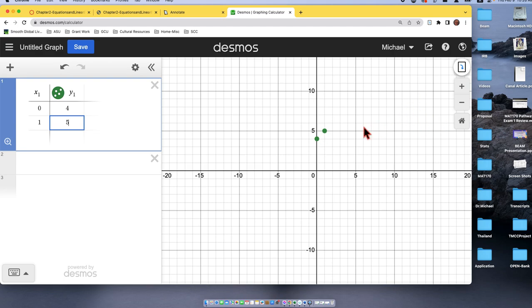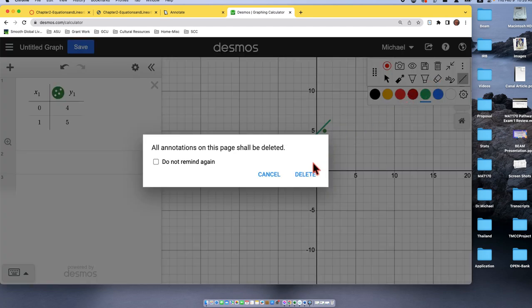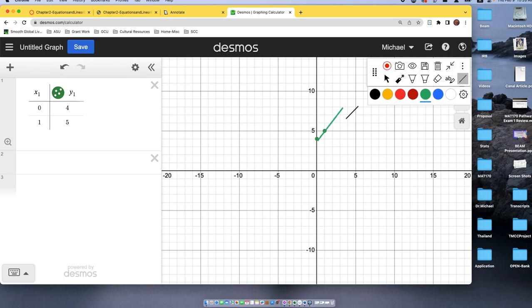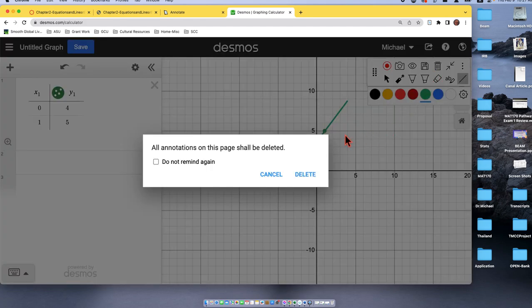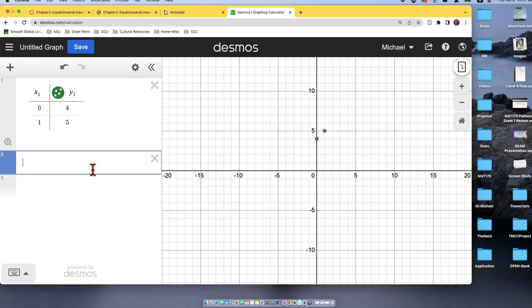Okay. And we could kind of eyeball it, right? Actually, this has a little line tool in it, so I could kind of draw one, but what I want to do is find a way to control it so that I could actually have Desmos draw this for me. Pretty sure there is a way to do that. I sure hope so.